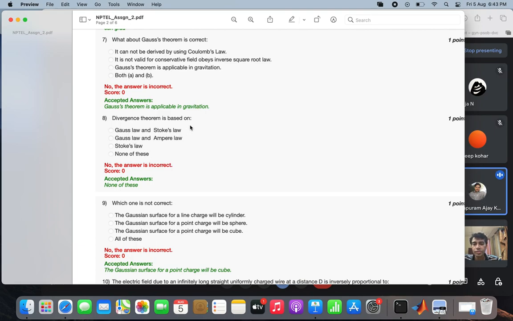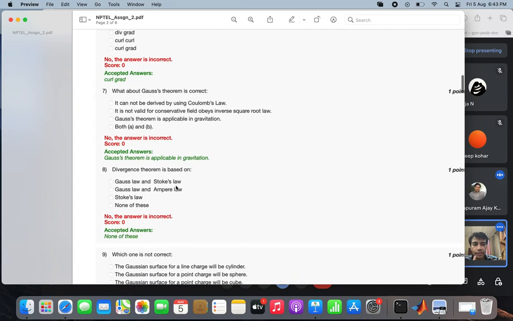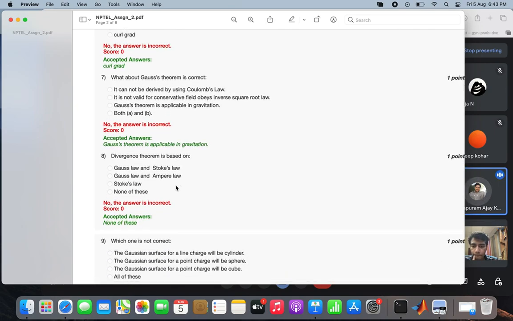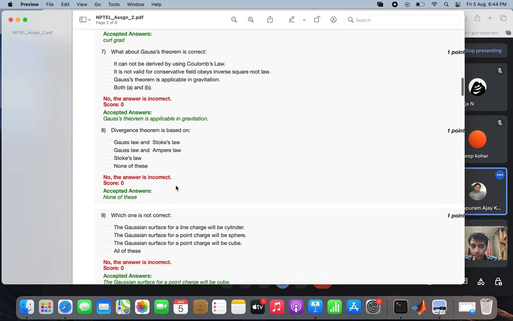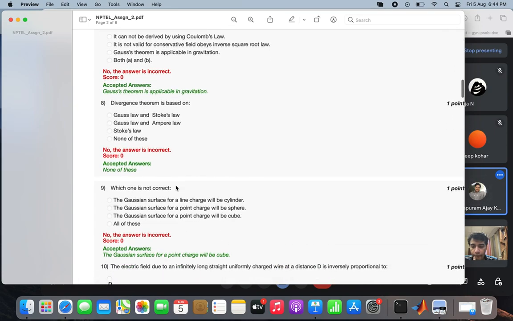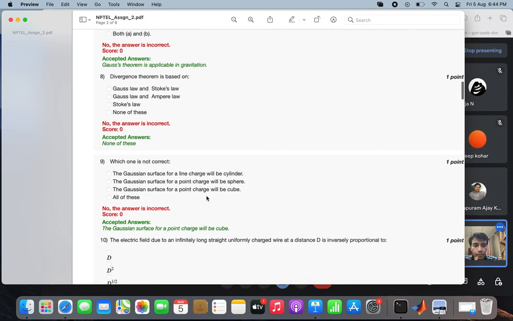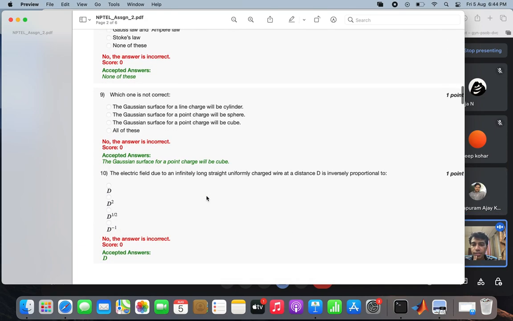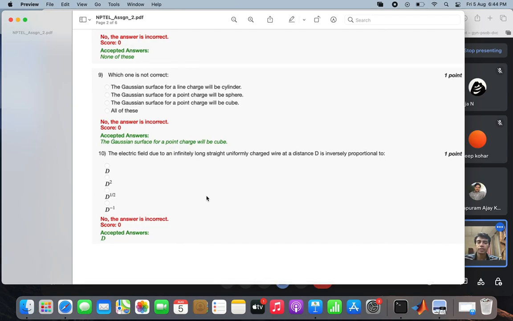So the divergence theorem is basically a theorem of mathematics, so it cannot be derived from some law. It is not derivable from any of them. So the correct option is none of these. Is this clear to everybody? These questions 6, 7, 8. Okay, so that is clear. Moving on to the next question, question 9.